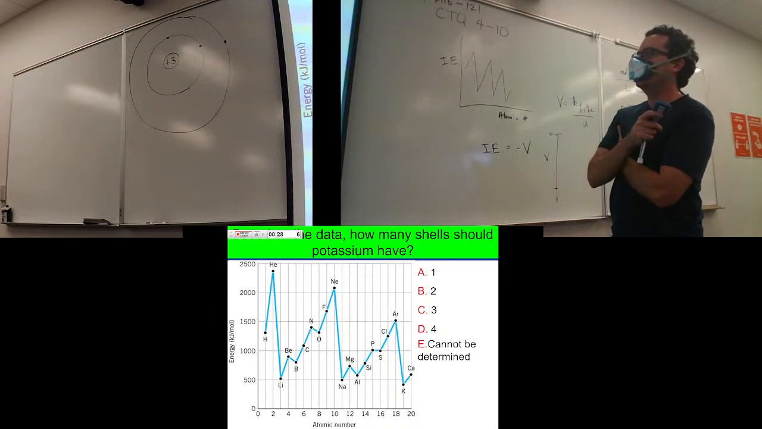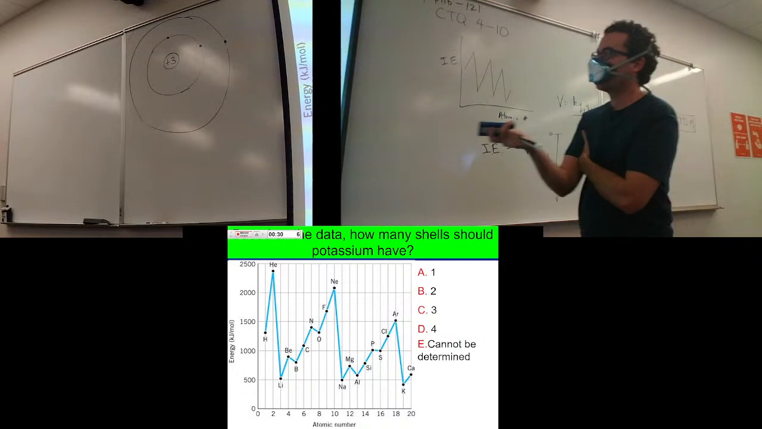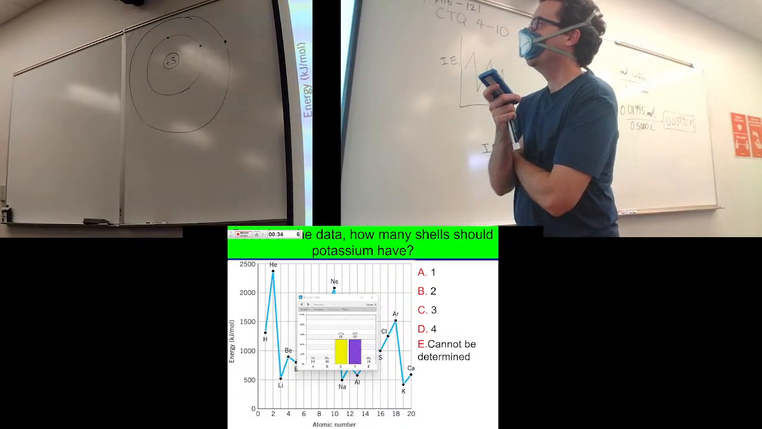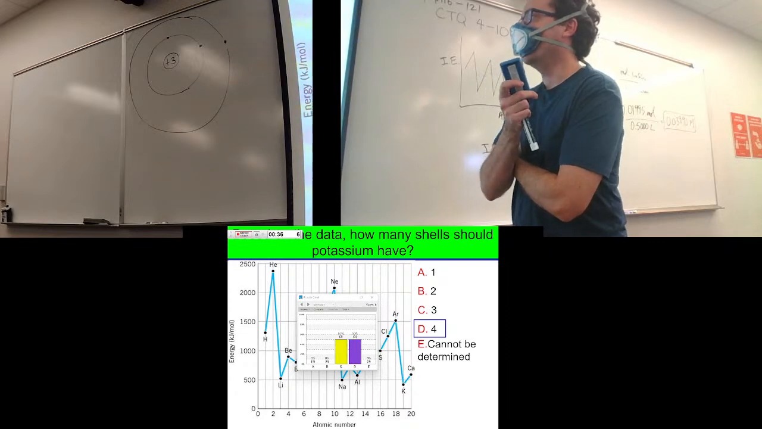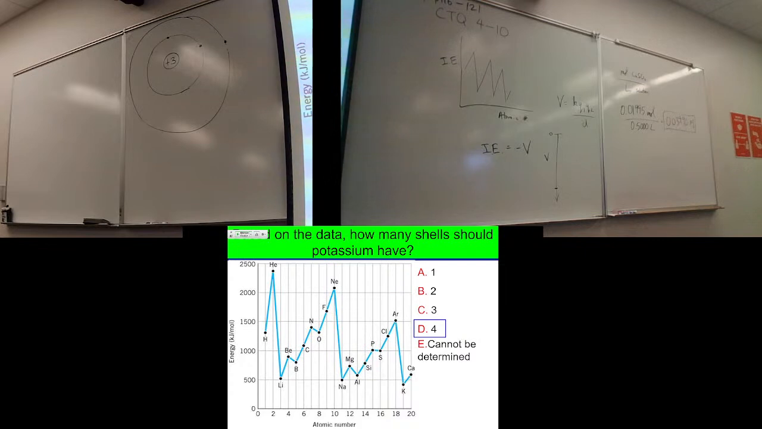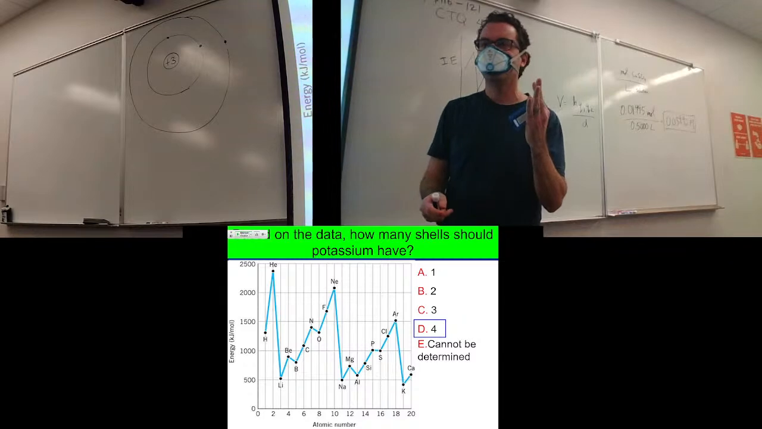So, we talked about this, like how this works using the data. The answer is D in this case. So you follow the data, you can say, well, we're adding to the first shell here. Boom, we're adding to the second shell here. We're adding to the third shell here. Potassium is where we start adding to the fourth shell.